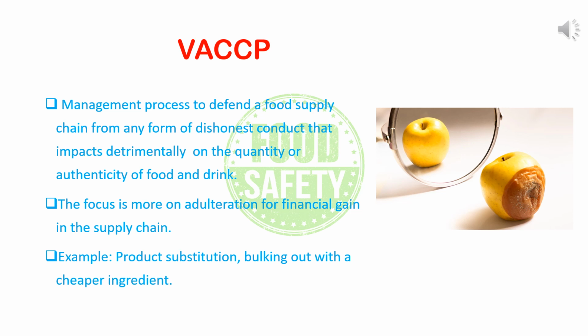Now let's go through VACCP. VACCP is a management process to defend the food supply chain from any form of dishonest conduct that impacts detrimentally on the quantity or authenticity of food and drink. The focus is more on adulteration for financial gain in the supply chain. Example, product substitution, bulking out with a cheaper ingredient.